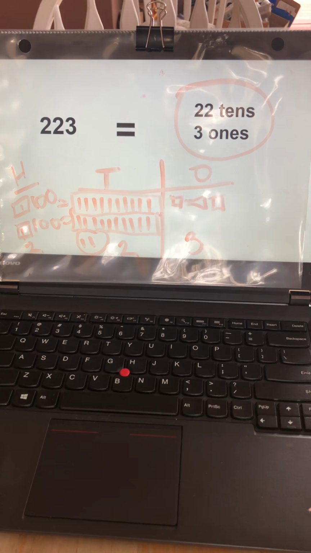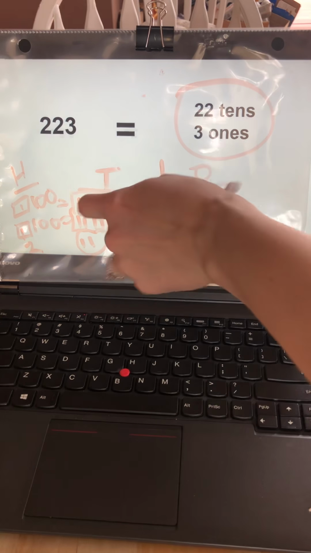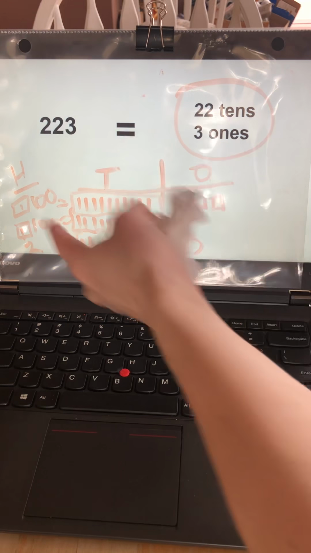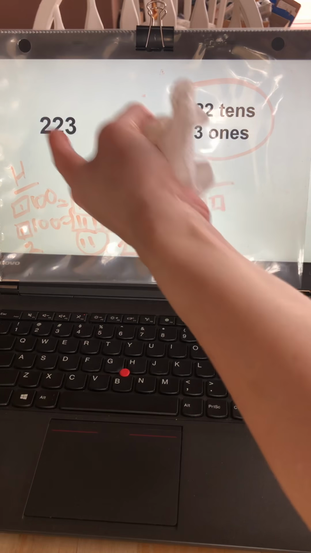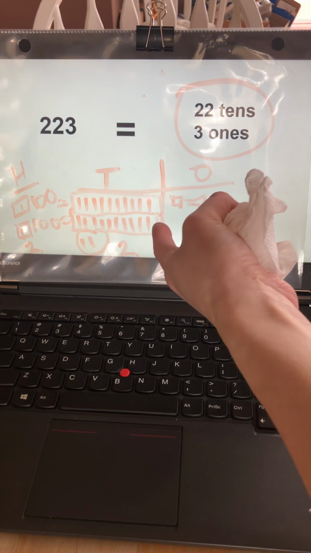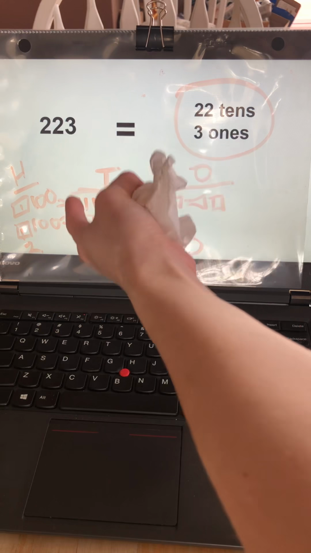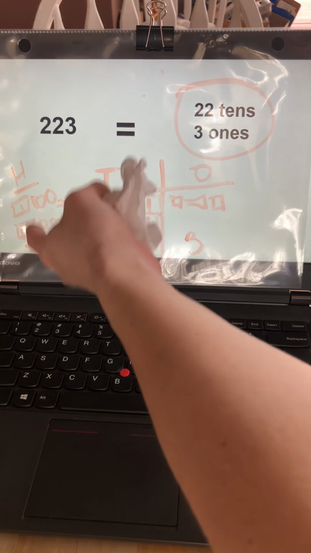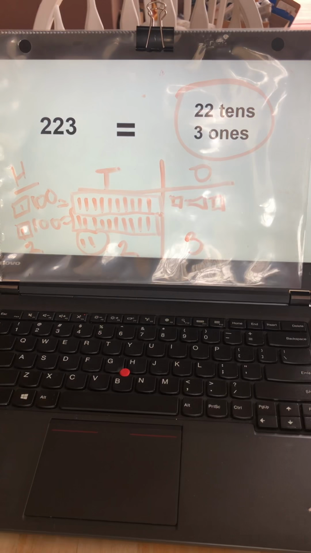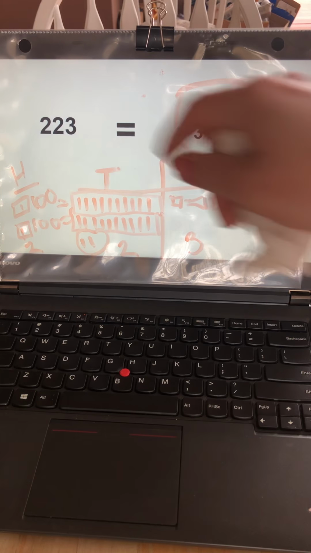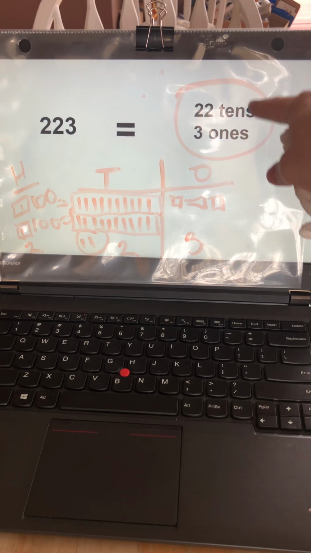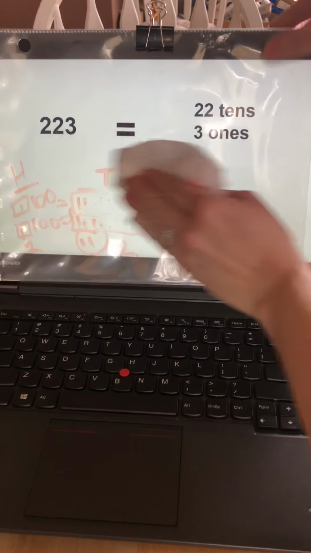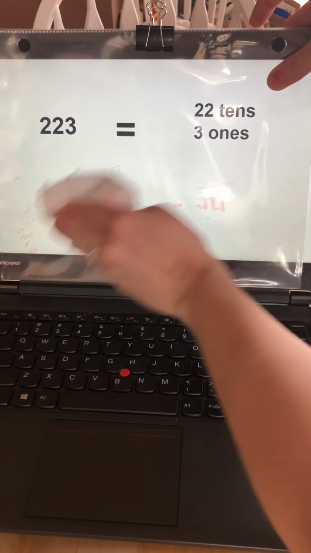Yeah, there's a lot of thinking for this problem. We had to know that if we have 10 tens, that equals 100. So here we had 22 tens, right? I was able to group them into 2 groups of 10 to make 200, right? So 223 does equal 22 tens and 3 ones. Awesome job. All right.